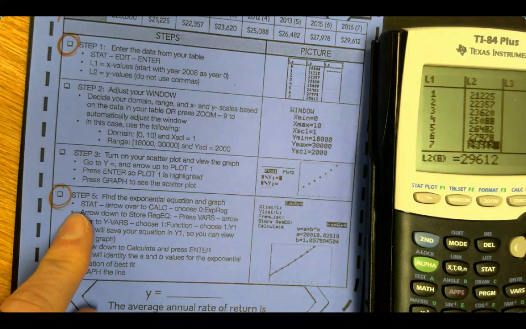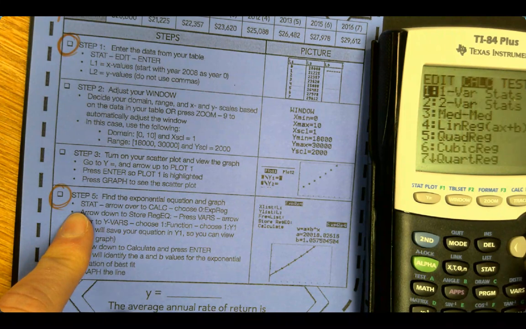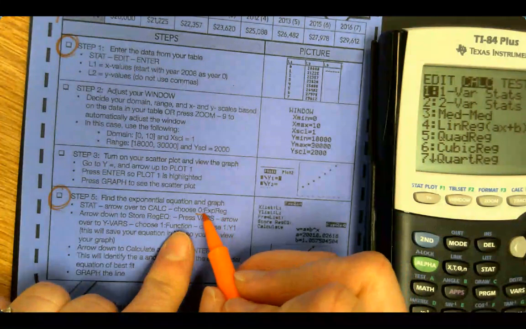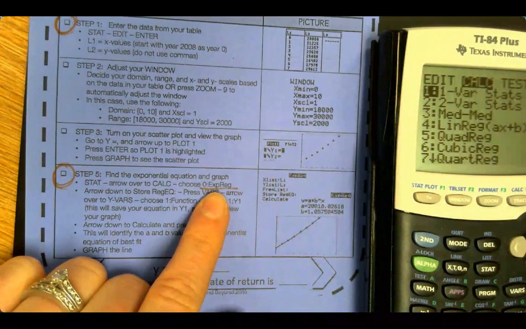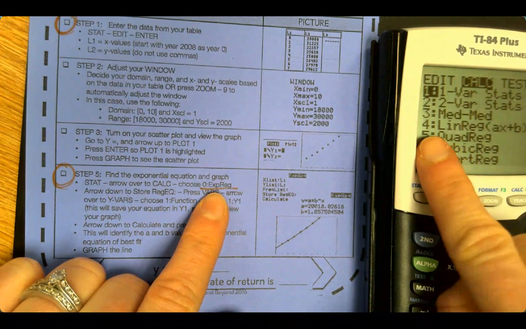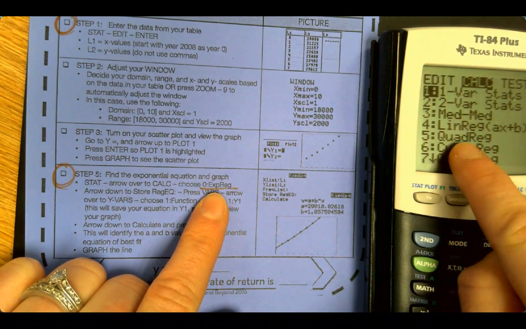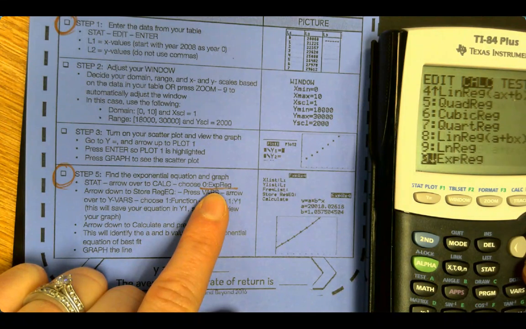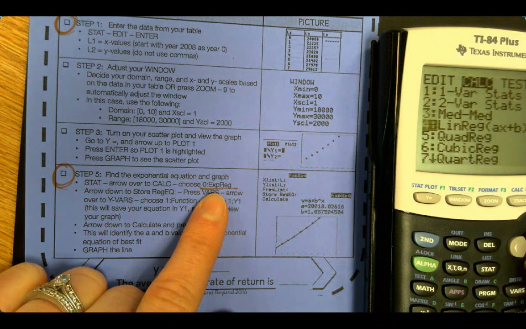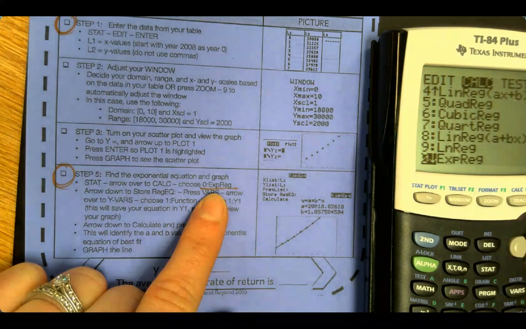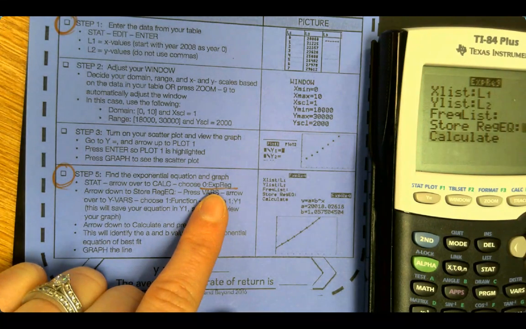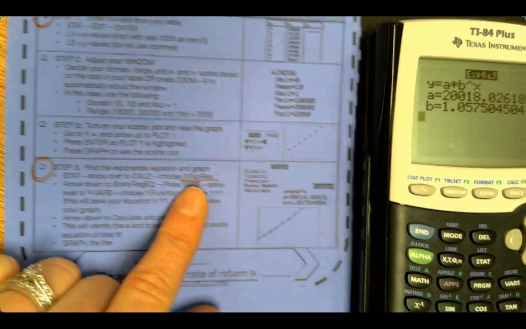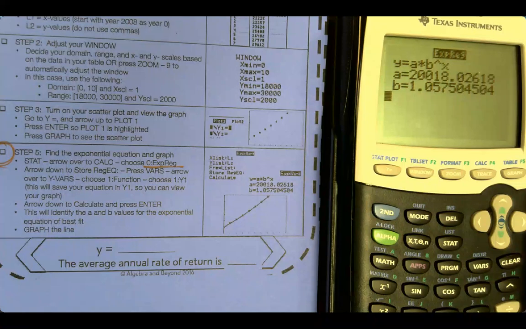So we are going to go to stats, over to calc, and we want to find 0, which says exponential regression. Underline that. So originally with linear, we do linear regression. Then there's all other types of regression. But we're going to choose exponential, so it's the 0. EXP regression. You see all the different ones, but we want to choose 0, which is EXP regression. Push enter, then keep on pushing enter. And that is going to give us the values of our equation.